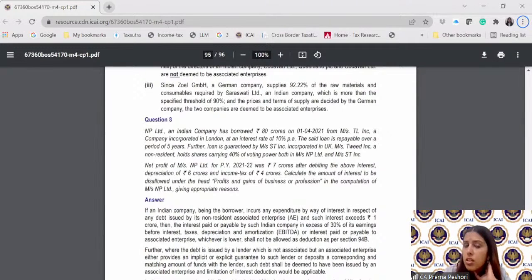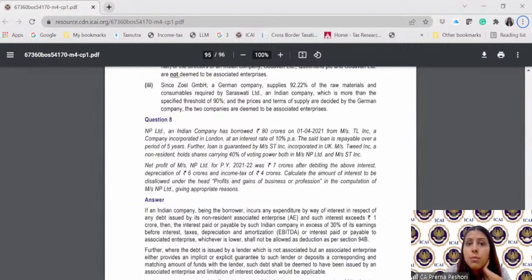So if you see here that the Indian company is borrowing 80 crore rupees, right? And has incurred the interest expenditure which is exceeding 1 CR. So therefore 94B will be applicable. But who is the lender here? The lender here is, it has borrowed from Messrs. TL INC, right? Now TL INC is not the AE.